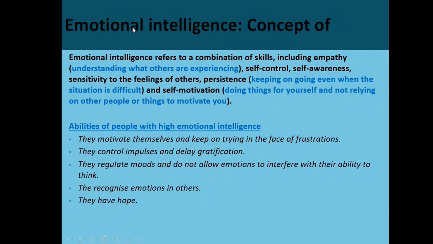Then you have what you call emotional intelligence. Emotional intelligence, which is what? The concept of emotional intelligence is part of emotions. Yes, emotional intelligence refers to a combination of skills, including empathy. What do you mean by empathy? Understanding what others are experiencing, putting yourself in other people's shoes, self-control, self-awareness, sensitivity to the feelings of others, persistence, keeping on going even when the situation is difficult, self-motivation, doing things for yourself, not relying on other people to motivate you, meaning you are self-motivated, you are independent-minded. All in all, that is emotional intelligence.